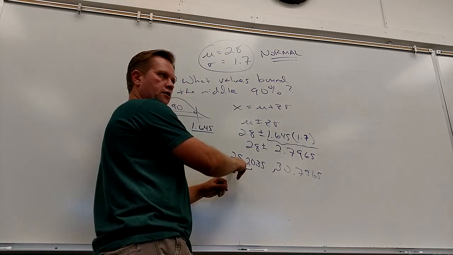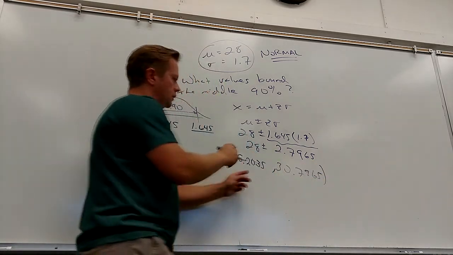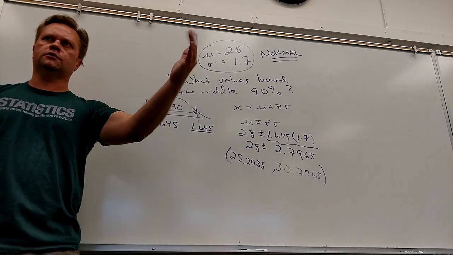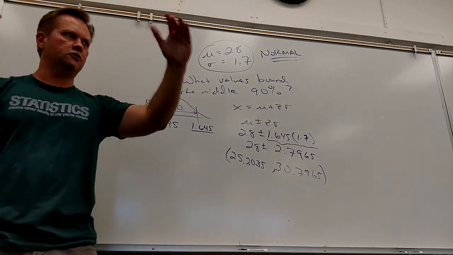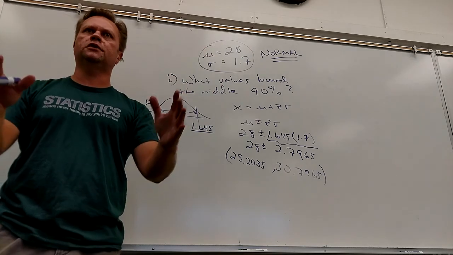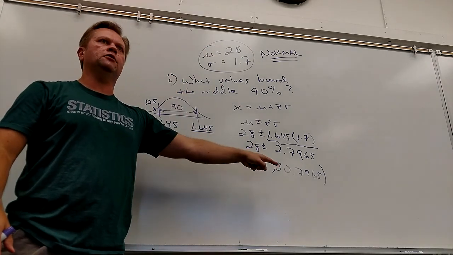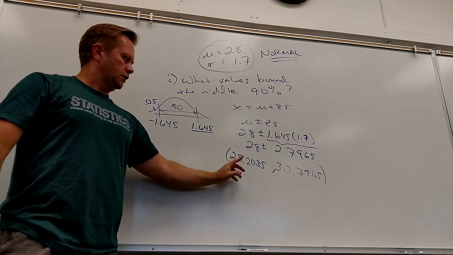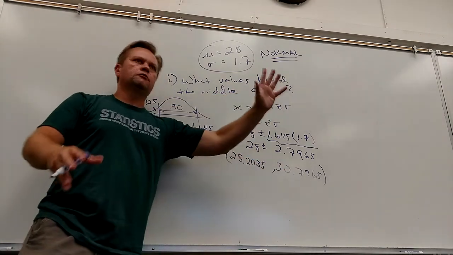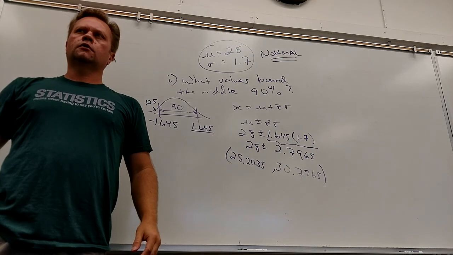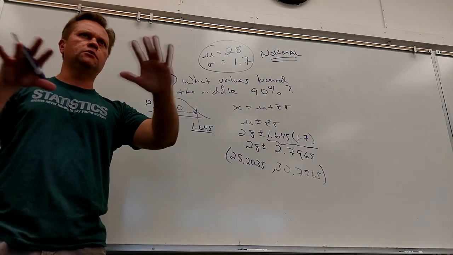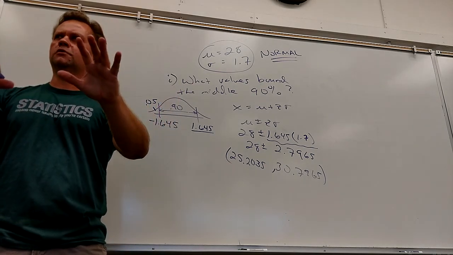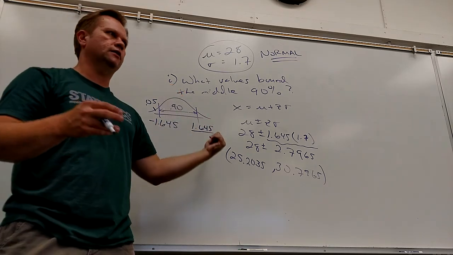So this is kind of like an interval. Doesn't it look like an interval? Remember good old algebra, interval notation? Don't freak out. We're not doing interval notation, but it is an interval of values. It says that the middle 90% is between 25.2 and 30.8, roughly. Is that by itself decent? I mean, that's nothing new. It's a problem I could have asked you on the test, exactly like this.